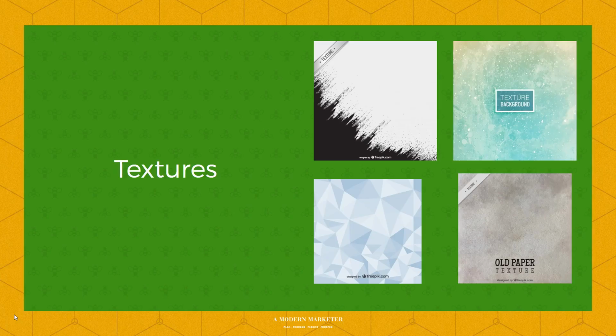The next one would be textures, right? If you look at the pictures on the right here, we've got this kind of jagged edge texture. We've got this noisy kind of paint splotch texture. We've got this geometrical, shattered glass almost, like crystals, pretty much like a diamond pattern. And then we've got this paper texture here.